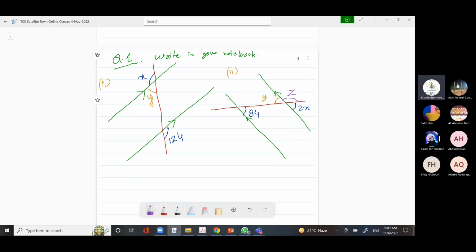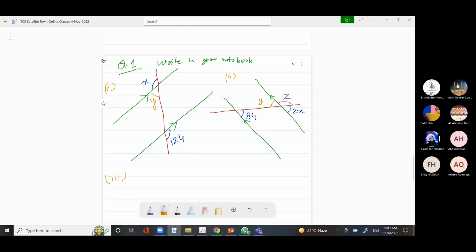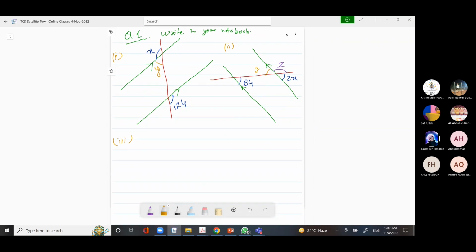So these two questions I'm giving to you. Sir, the answer of the first one is minus 56. How is it possible? Minus cannot be the answer. Could your height be minus?